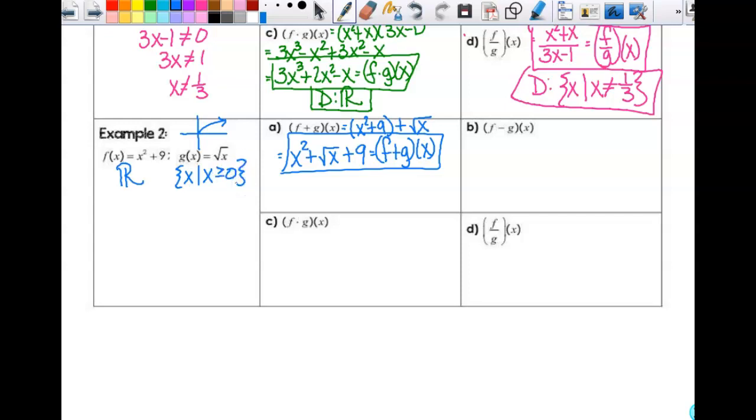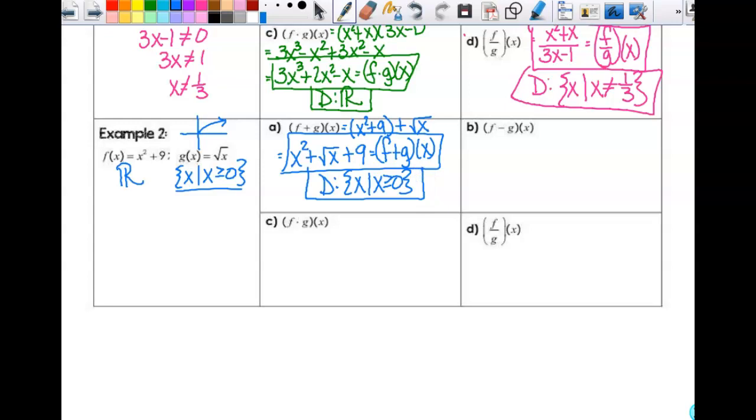So now let's talk about the intersection of these two things. The intersection of these two domains is what they have in common. Well, this is all the real numbers that exist. This is only the real numbers that exist that are greater than or equal to 0. So what they share is this entire domain. So the domain here is the set of all x's such that x is greater than or equal to 0.